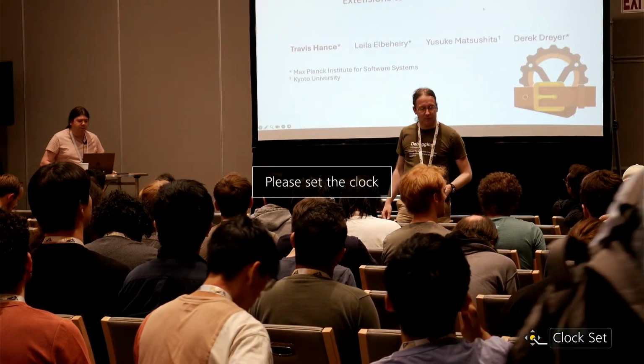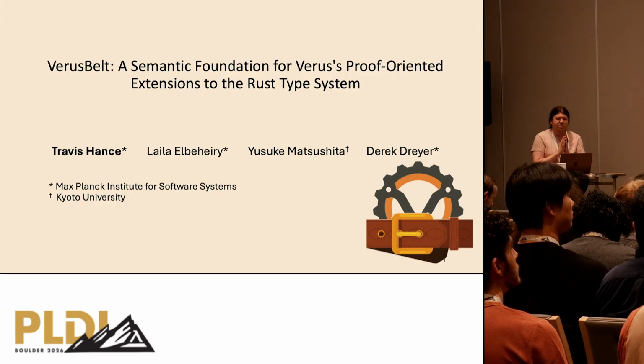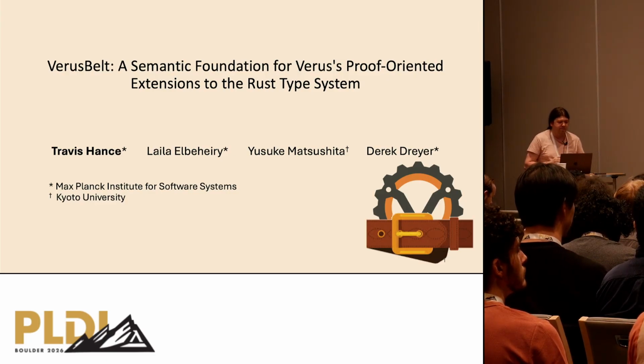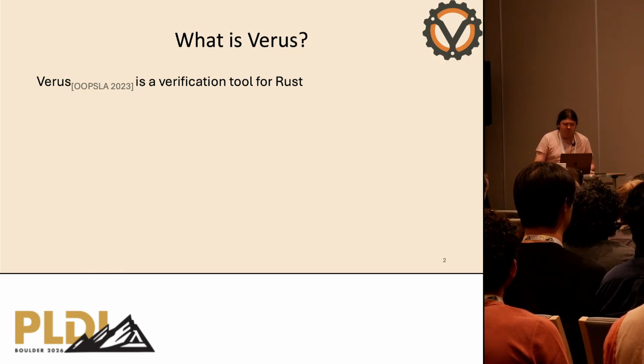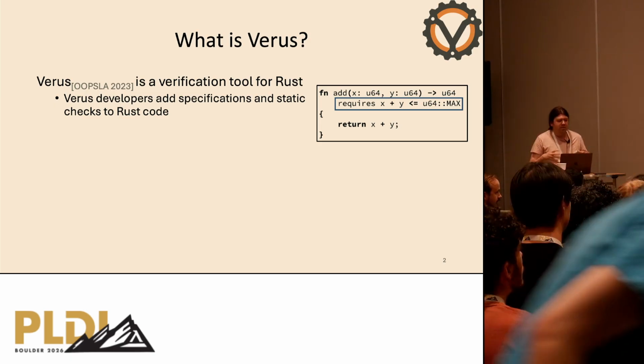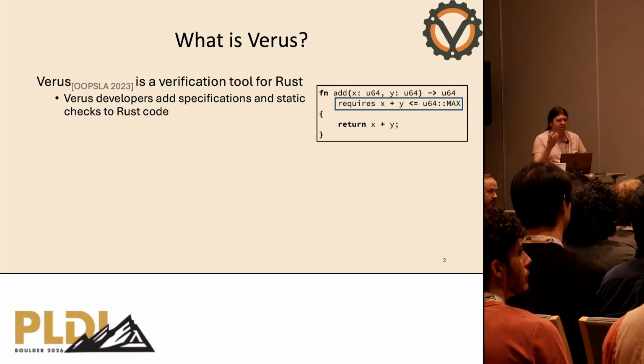And I'm going to tell you about our work on building semantic foundations for a Rust verification tool called Verus. So let's start with what is Verus. Well, like I said, it's a verification tool for Rust that allows developers to add specifications and static checks to Rust code, like here.